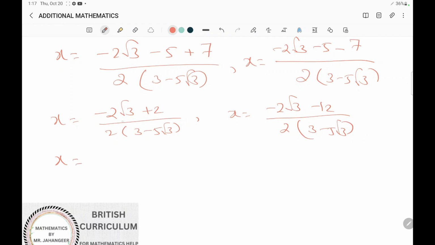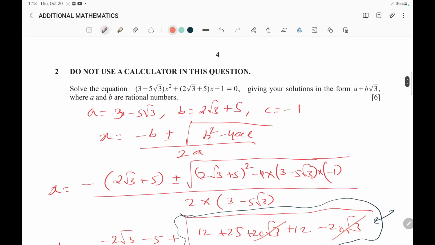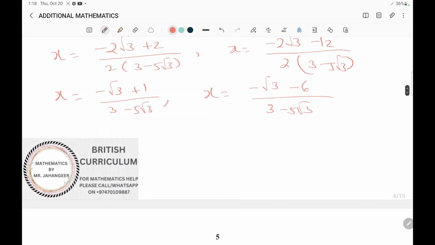Now we can divide the numerator with the help of 2. So here it is minus root 3 plus 1 over 3 minus 5 root 3. And here also we can divide: minus 2 root 3 over 2 is root 3, and minus 6 over 3 minus 5 root 3. So my dear students, we got our x. But as you remember, the question says carefully that we need our answer in the form a plus b root 3. It means nothing should be in the denominator, but we have something in the denominator.